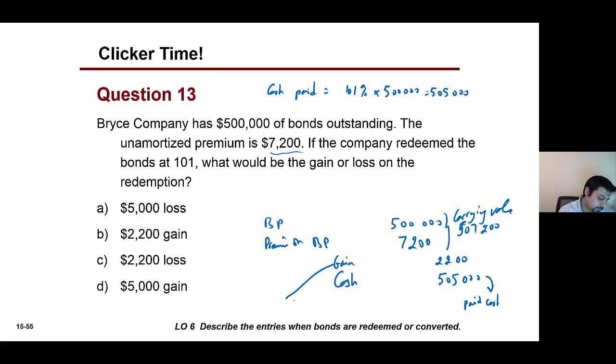This is basically the difference between carrying value minus cash paid. As a result, the company will be recording a 2,200 gain.